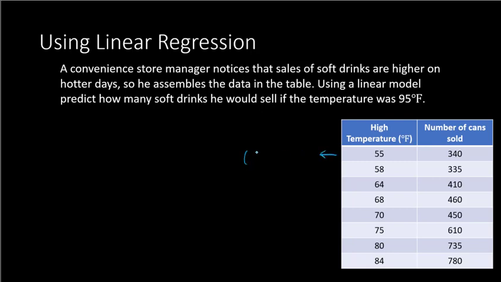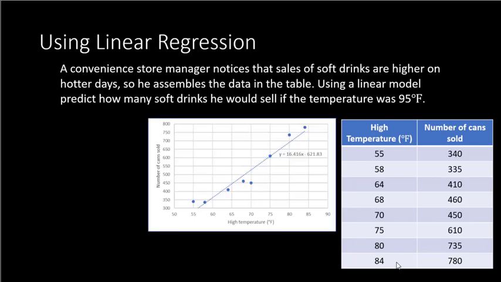So the first row would be 55, 340. The second row is going to be 58, 335. All right, and then do that for each of these different rows to get all these different points. And then we can plot these points on a coordinate graph. So notice right here is exactly what we have. Our x-axis is the high temperature in degrees Fahrenheit, and the y-axis is the number of cans sold. So we plot each of those points and we get this graph.